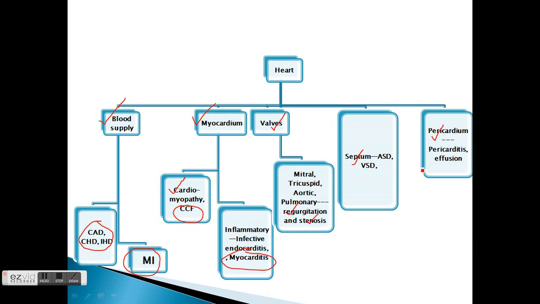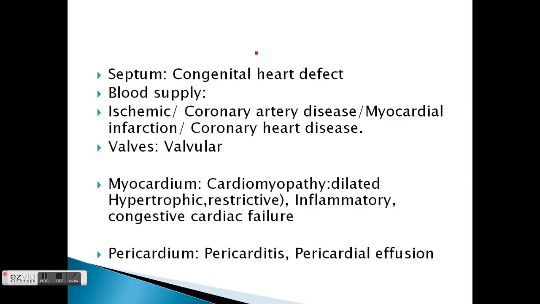So the septum: mostly the congenital heart defects are the defects which lead to problems in the septum, especially the atrial septal defect and the ventricular septal defect. The blood supply of the heart: ischemic heart disease, coronary artery disease, myocardial infarction, coronary heart disease. Valves: valvular heart disease. Myocardium: cardiomyopathy, dilated, hypertrophic and restrictive cardiomyopathy, and inflammatory conditions which eventually lead to congestive cardiac failure. And then there is pericardium: pericarditis and pericardial effusion.